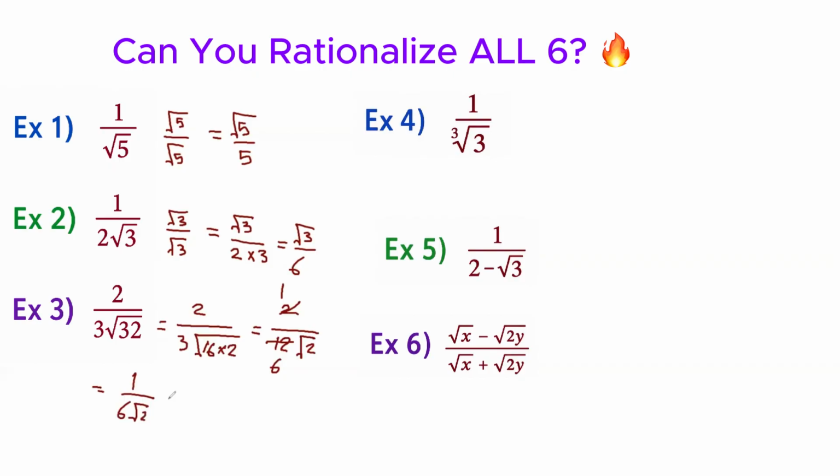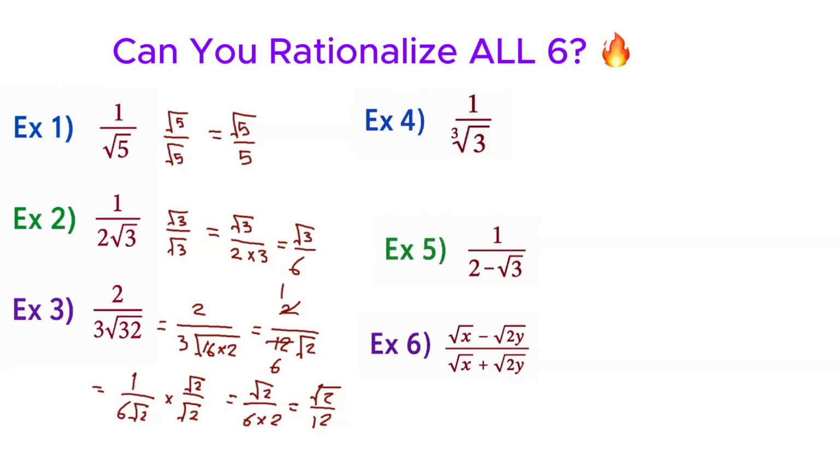And to rationalize the denominator now, just multiply top and bottom by root 2. Again, you don't have to multiply by 6 root 2. Just multiply by the root only. And therefore, it gives you root 2 over 6 times root 2 times root 2 is just 2. And then you get root 2 over 12.